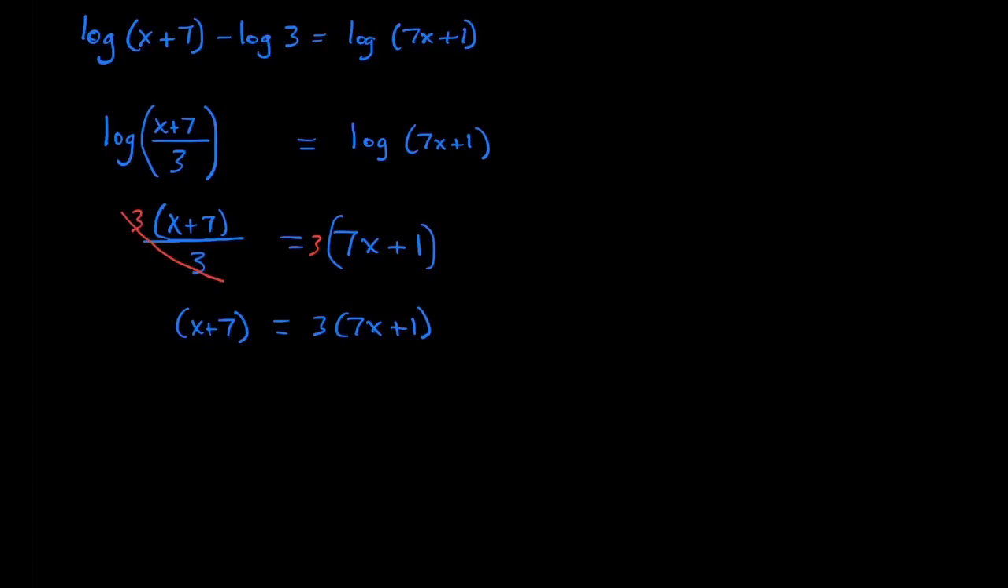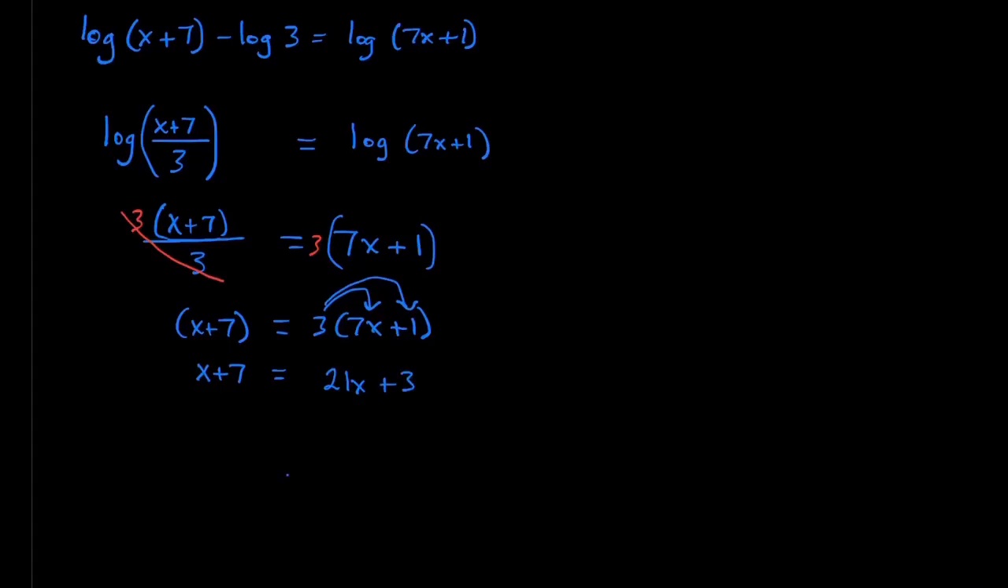And we'll just simplify it a bit. We don't need the parentheses on this side anymore because there's no modifier on the outside of the parentheses. On the right side, we have to deal with the 3. We have to distribute it. And you'll do this term by term. This will be 21x. This one will be 3.